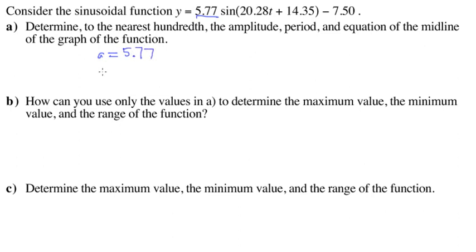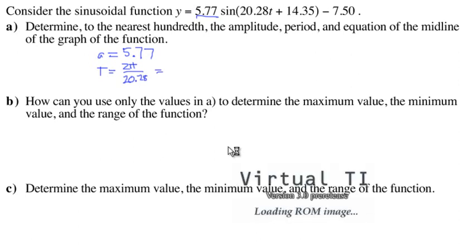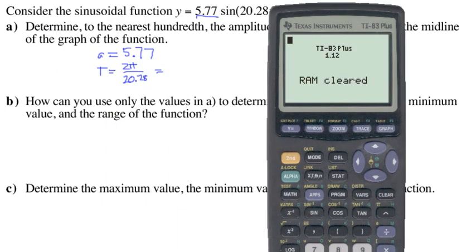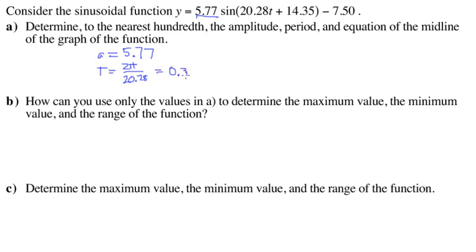The period. The period is 2 pi divided by b, which in this case is 2 pi divided by 20.28. And that is, out comes the calculator, 2 pi divided by 20.28. They said to the nearest hundredth, so 0.31. Let's see, what did I just do? Yeah, the period is 0.31.